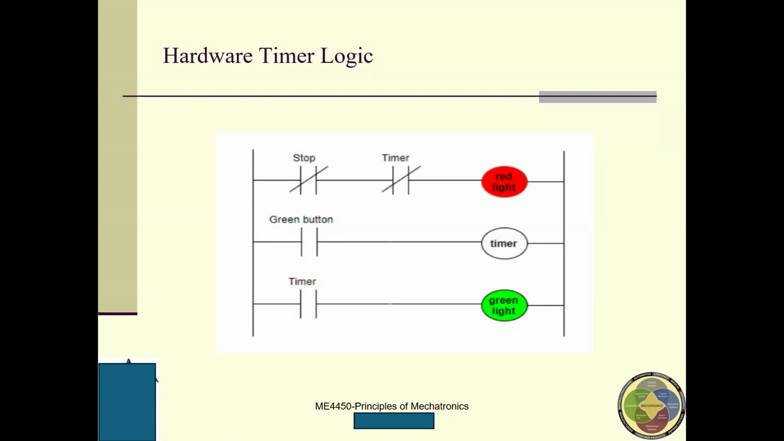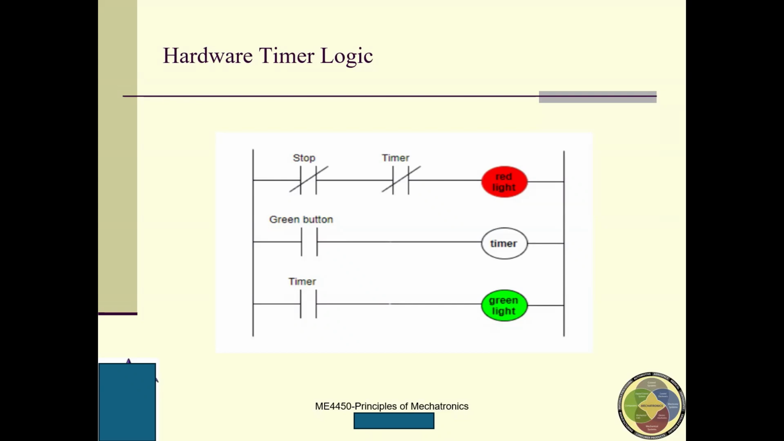Let's see, the red light, this red light, and this green button. If you click the green button, the timer should be energized. And if the timer is energized, the green light is on. When the timer goes off, this guy will be turned off. At the very beginning, this guy is false. You guys agree? At the very beginning, this guy is false.